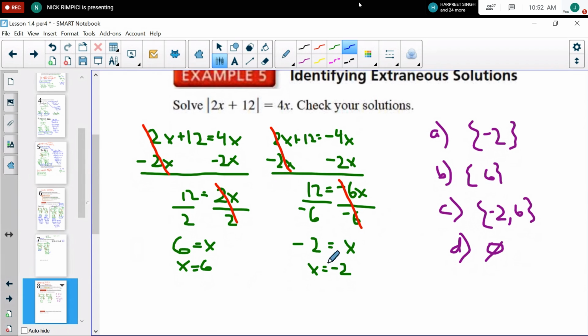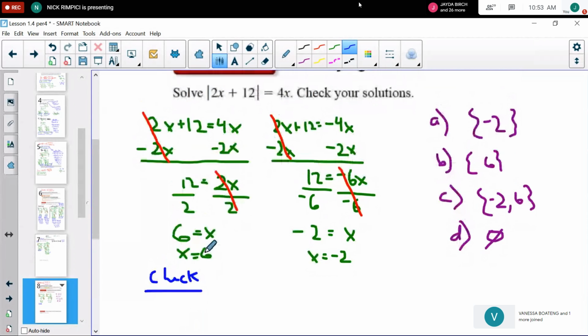The answer, both of these do not work. Okay, so you're going to see why. I'm going to check this. I'm going to check 6 first. The order in which you check is irrelevant. I found it first, so I'll check it first. So I'm going to check 6 by substituting it back into this x here and this x here. Okay, it's going to go into both x's.